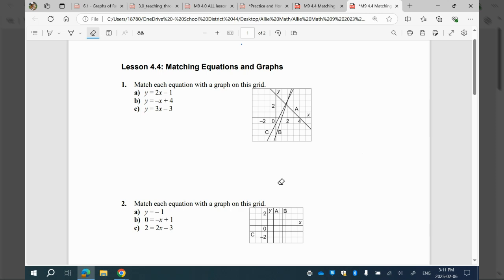Hello, everybody. Here we are, 4.4 matching equations and graphs. By now, we'll have taken a little detour to do our house project. So these notes will be a little bit of a combination of what the textbook tells you to do in order to solve these, and hopefully applying some of the things that we learned during our project.